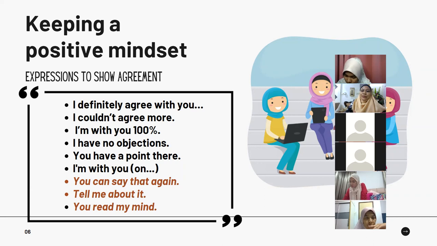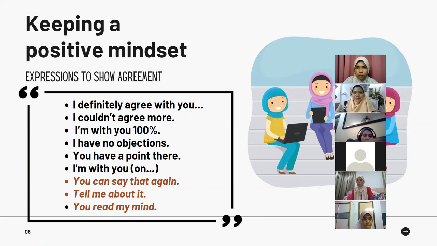And the last three ni, you can say that again. Ni pun, this one used by native speakers as well. And again, if you were to use this, it depends on the setting and the crowd or audience that you're talking to. You can say that again, sama concept macam tell me about it. Meaning someone say something, okay, I'm on you on this. You can say that again, sangat agree. Okay, they're a bit informal. You can say that again, tell me about it, you read my mind. Pun menunjukkan you sangat agree with someone. Okay, any questions on expressions to show agreement?